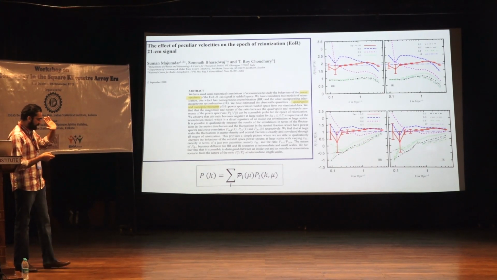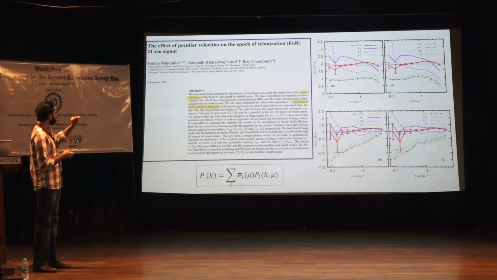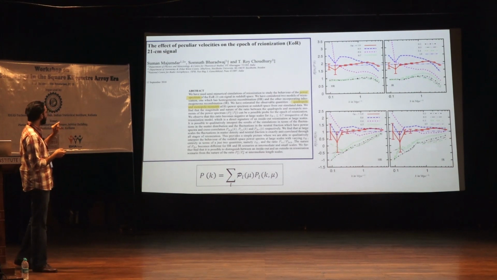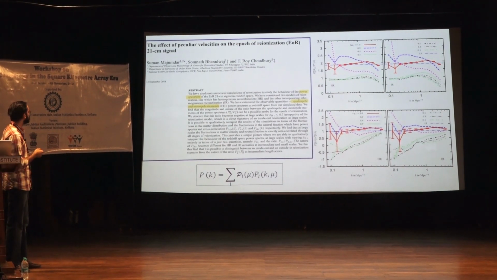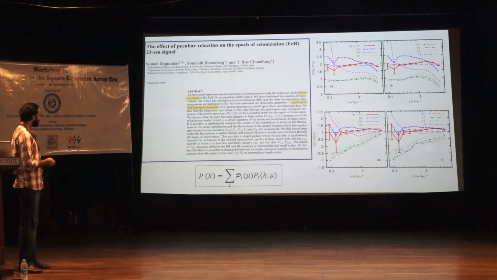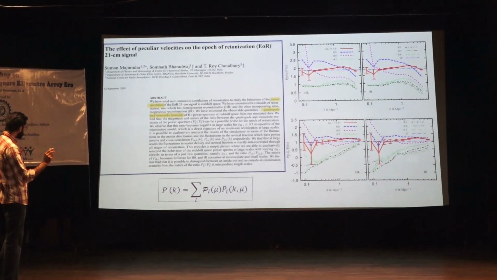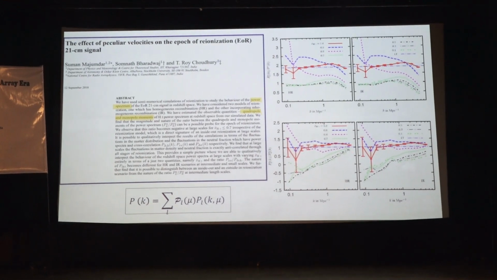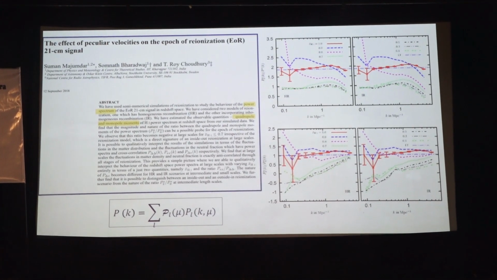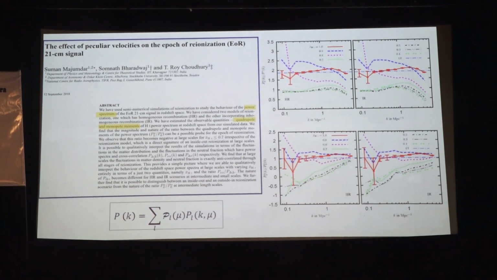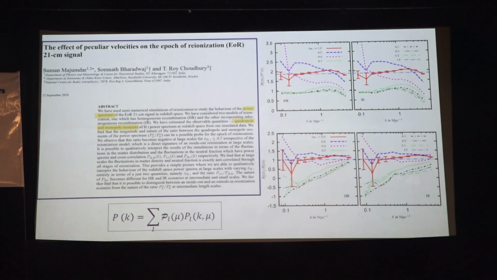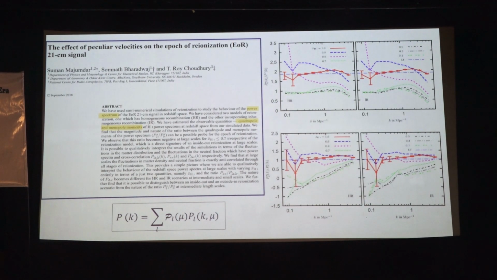So in previous studies, the effect of this redshift space distortion on the power spectrum has been studied extensively. One of these studies was done by Dr. Suman Majumdar here. The effect of redshift space distortion can be studied by decomposing the redshift space power spectrum into Legendre polynomials. Here P_L(mu) is the Legendre polynomial, and the coefficient of expansion in this Legendre space is called the multipole moments.